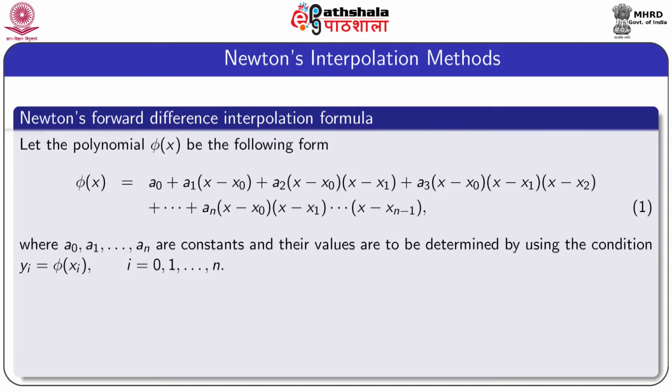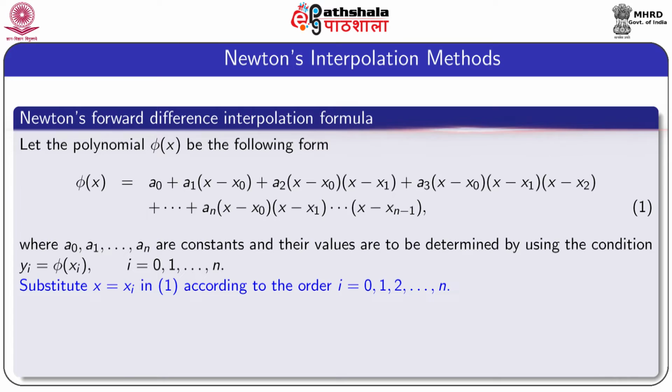Let the polynomial phi(x) be of the following form: phi(x) equals a0, the constant term, then a1 into (x minus x0), this is the first degree term, plus a2 into (x minus x0) into (x minus x1), this is the second degree term, and so on. Lastly, an into (x minus x0) into (x minus x1) up to (x minus x(n minus 1)). Note that the degree of the last term is n, where a0, a1, a2 up to an are constants, and their values are to be determined using the condition yi equals phi(xi). This condition must be satisfied by the interpolating polynomial phi(x).